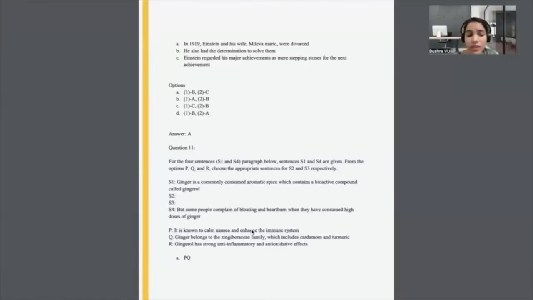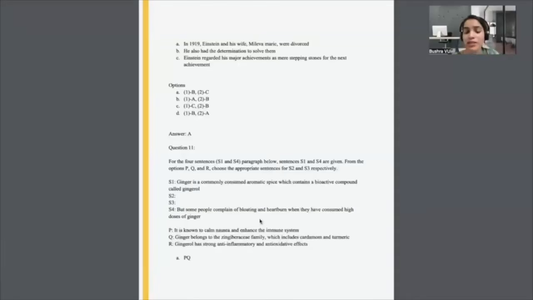Okay. So let's look at the other ones. Now we've talked about gingerol. Now it is known to calm nausea and enhance the immune system. The reason why we're going to go for P here is because, if you look carefully, anti-inflammatory, as in it is not going to inflame you.